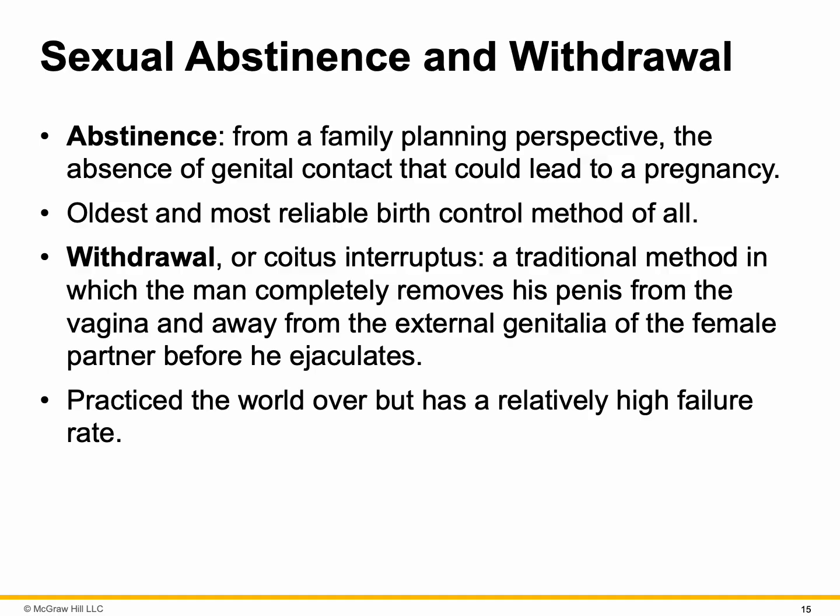One of those other forms is the withdrawal method. Withdrawal, or coitus interruptus, is where the man completely removes his penis from the vagina and away from the external genitalia of the female partner before he ejaculates. Estimates are that about 12% of women worldwide use this method as a contraceptive method. While it is used worldwide, the withdrawal method has a quite high failure rate, around 20%.